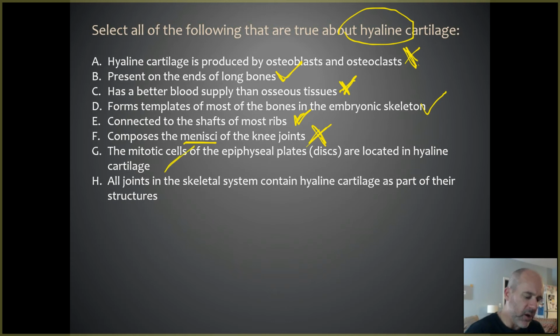And then how about H? All joints in the skeletal system contain hyaline cartilage as part of their structures. And hopefully you're thinking no on that one. Most of them do, because most of your joints are synovial joints in the body, and at those joints you have articular cartilage on the ends, the gristle, and that's composed of hyaline cartilage, but not all joints in your body fall into that category.